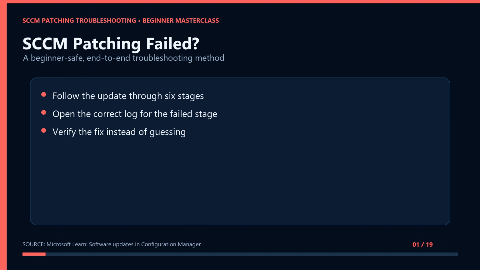When content is downloaded but installation does not begin or fails, inspect evaluation and installation. UpdatesDeployment.log explains assignment evaluation and enforcement decisions. UpdatesHandler.log records installation activity.